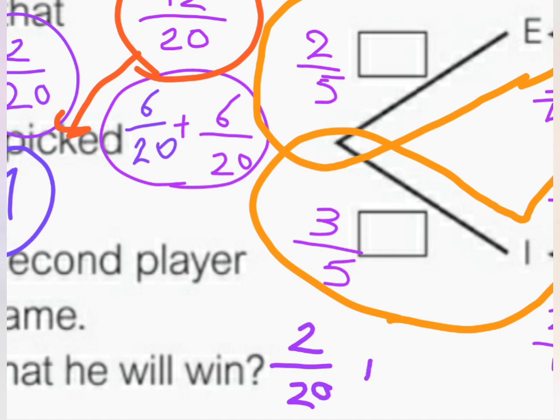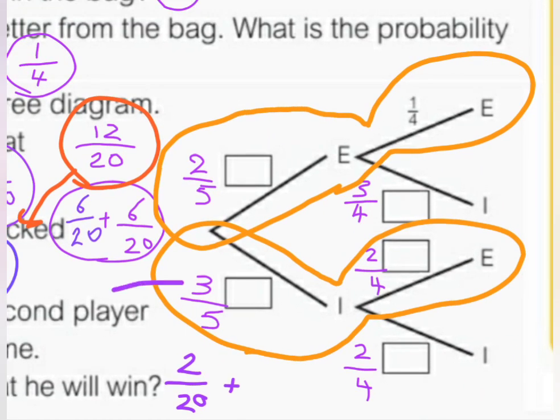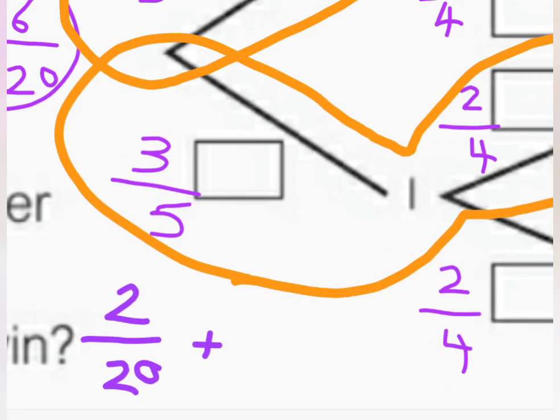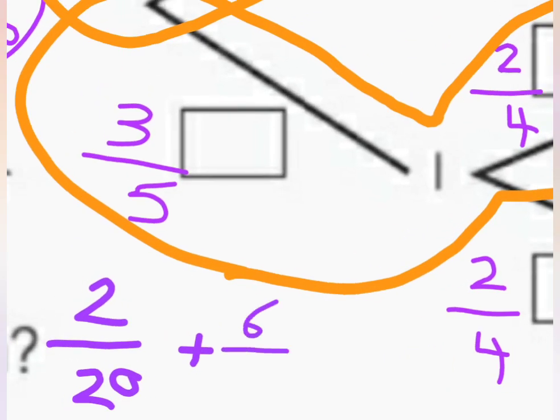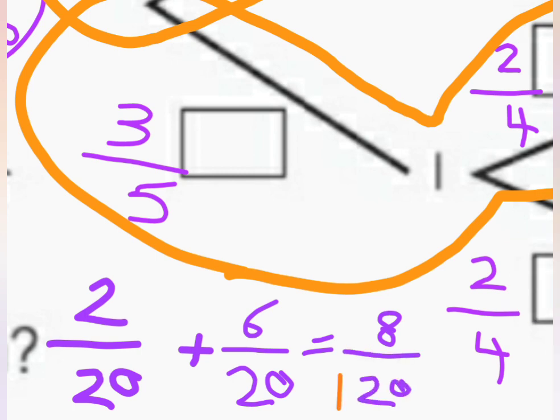And then we add the probability of the second one. So we found this one. Now we find the probability of the second line. Now the second line is 3 over 5 and 2 over 4. When you multiply them, you will get 6 over 20. So we write 6 over 20. And then we add them together, they're going to be 8 over 20. Very good. So the probability of picking a second E is 8 over 20.